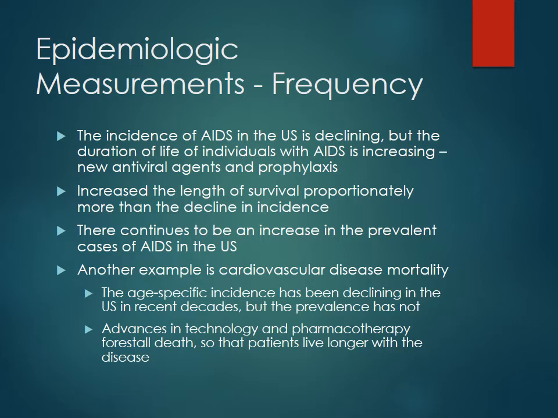Another example is going to be cardiovascular disease mortality. Looking at age-specific incidence, it has been declining in the U.S. in recent decades, but the prevalence is not. These patients with cardiovascular disease, we have better drugs for them. They are hopefully living longer because we have better reperfusion techniques and things like that. Hopefully they're living for longer, but that's also causing the prevalence in the U.S. to go up as well. So that makes sense? As patients live for longer, they're going to be a bigger percentage of the population, or a bigger prevalent slice of the population that's going to have that outcome.